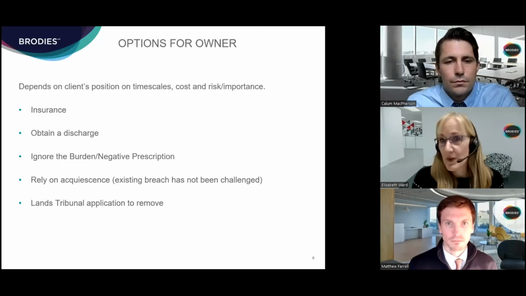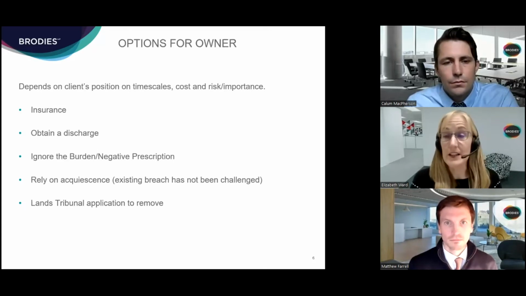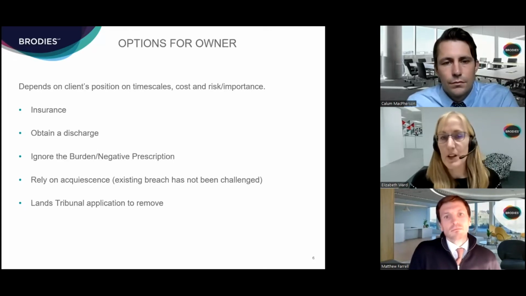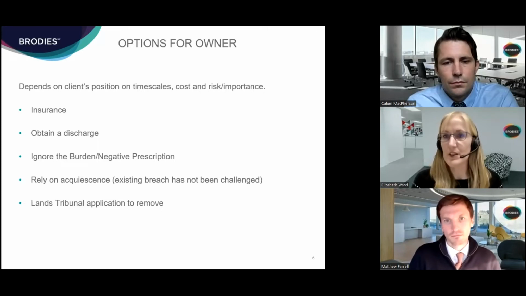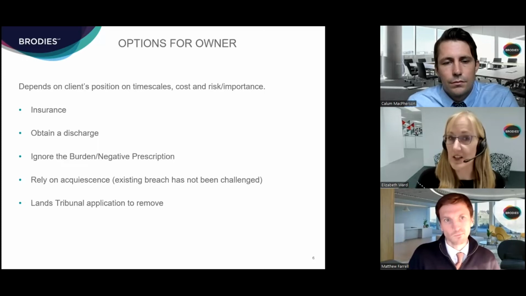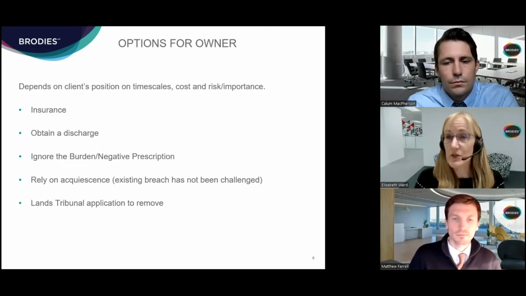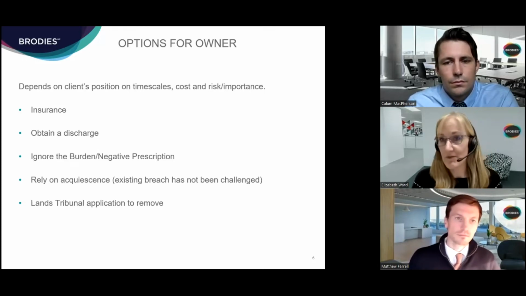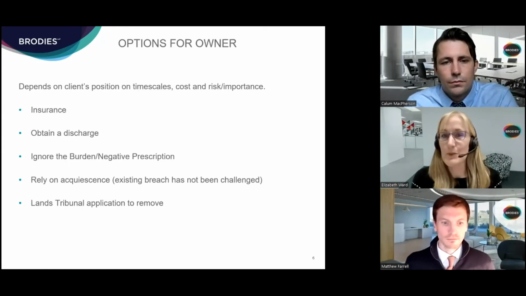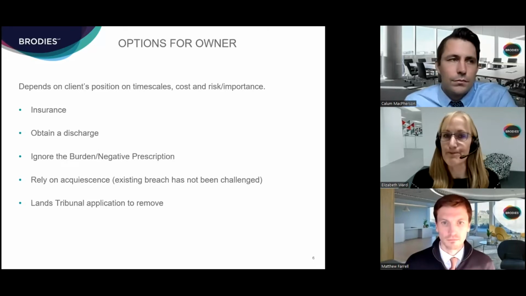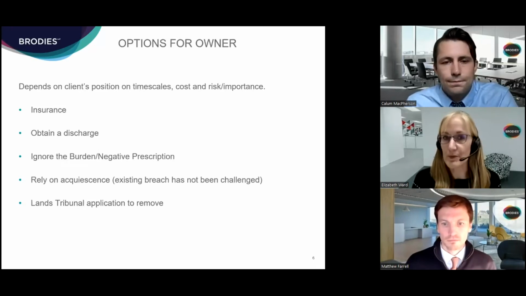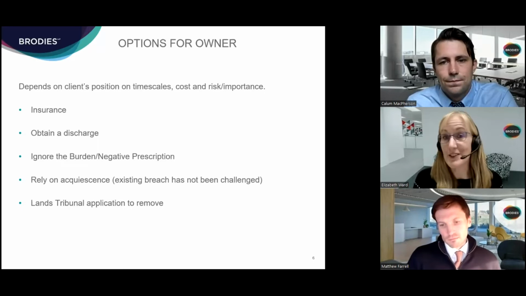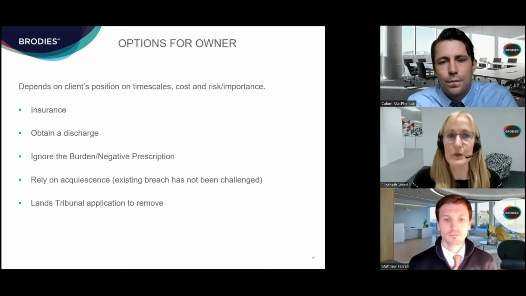Ignoring the burden, if we think it's low risk, we could just ignore it and hope for the best. There's also the negative prescription, and that applies where a breach has occurred and it has not been challenged for the period of 5 years after the breach occurs, then the burden in relation to the breach element only is deemed to have gone away. But please be aware that that would only apply to the bit you've breached. If there are various parts of the title condition, they don't all fall away, it's just the breach. Again, that's got a time period on it, it's 5 years, and you're relying on nobody enforcing it.